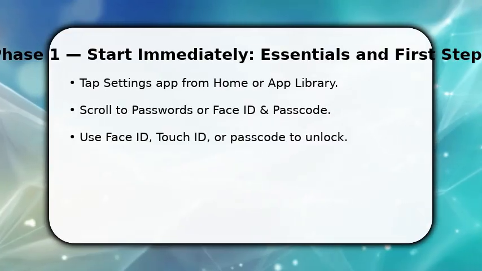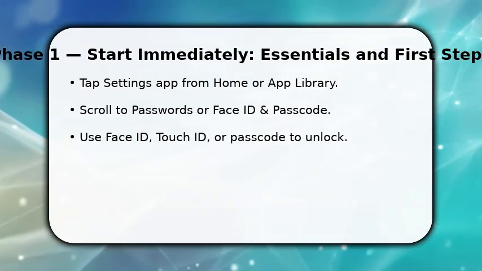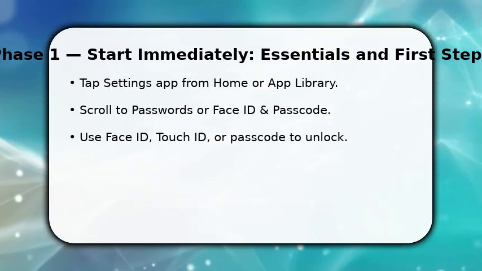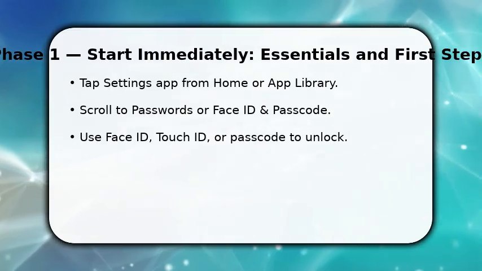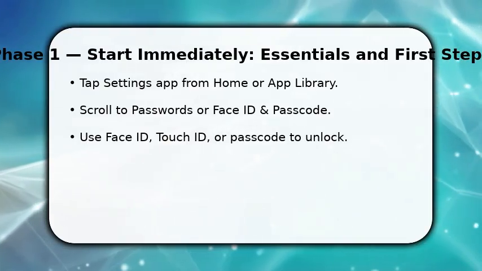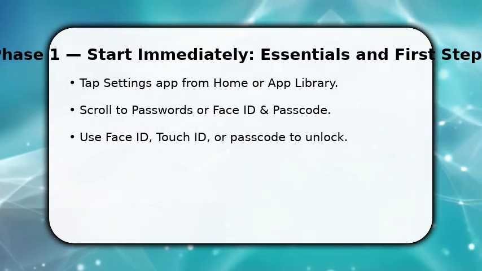You start by opening Settings and going straight to Passwords. This is where iCloud Keychain stores credentials. Once you tap Passwords, authenticate with Face ID, Touch ID, or your passcode so the device reveals saved entries. Make sure iCloud Keychain is active only if you want synced passwords removed across devices.